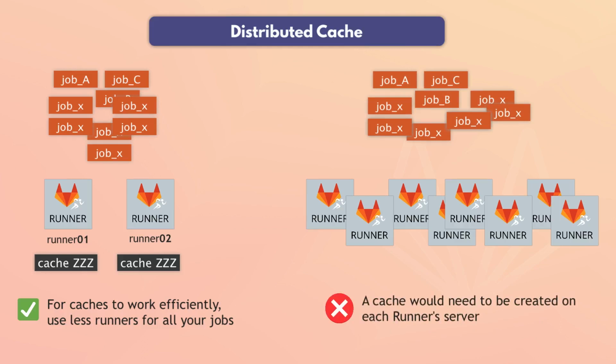So when one job runs and creates this cache for node modules on one GitLab runner server, the next job may get executed on another machine which doesn't have the cache yet. So it will have to generate the cache again. So it kind of defeats the purpose of storing the cache on the runner's server.